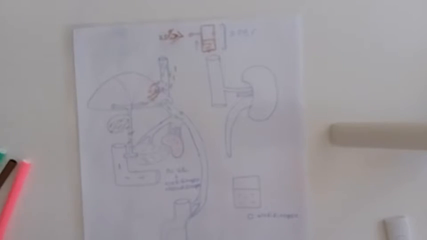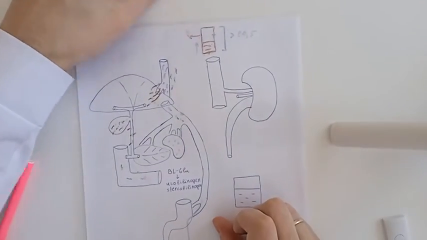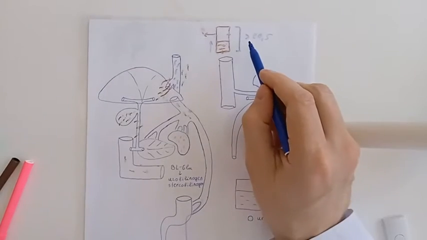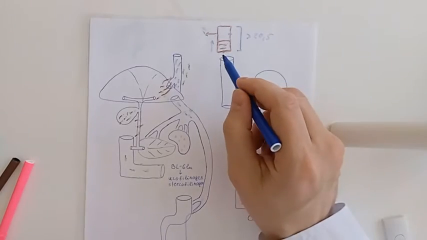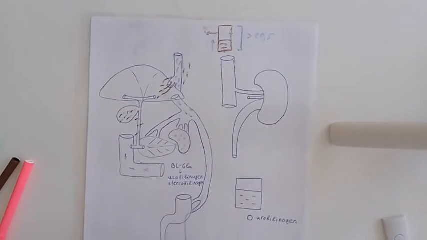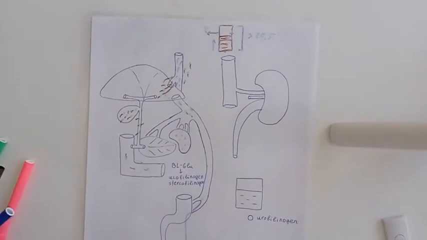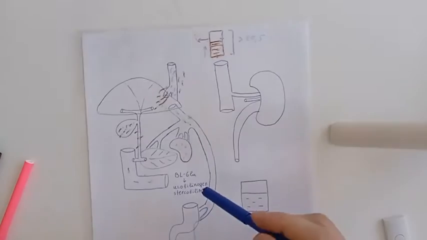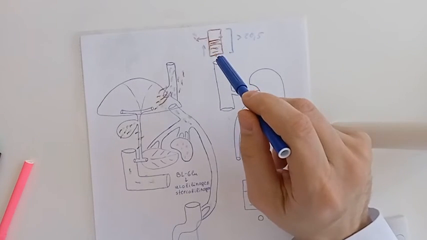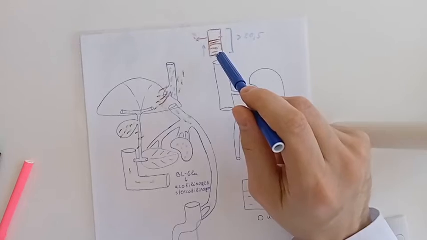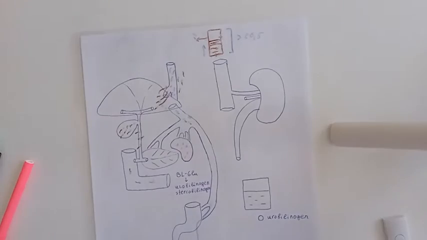What can you see in the blood test? You may see that the level of bilirubin is much more than 20.5, but the levels of indirect and direct bilirubin are both increased. Both fractions are increased. In this case, you can conclude that this patient has jaundice due to the damage of the liver.